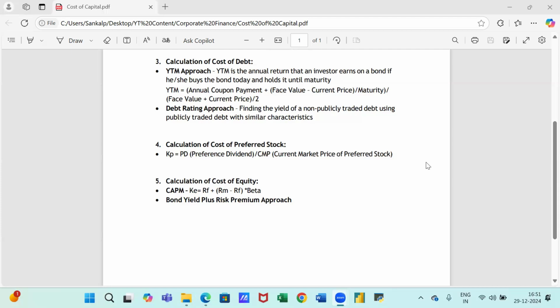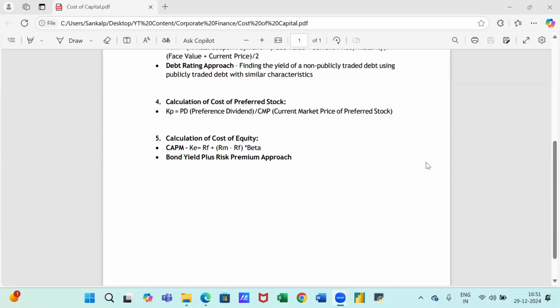Next is the calculation of cost of preferred stock. For that, we have a very simple formula. Cost of preferred stock is basically equal to your preference dividend divided by the current market price. So this formula comes from the present value of perpetuity formula, where present value is equal to the perpetual annuity divided by the interest rate. So if you replace that with these particular variables, you will get the same. So that's how we calculate the cost of preferred stock.